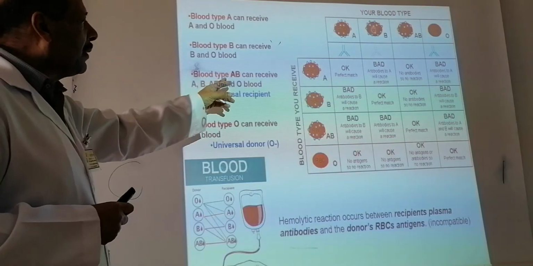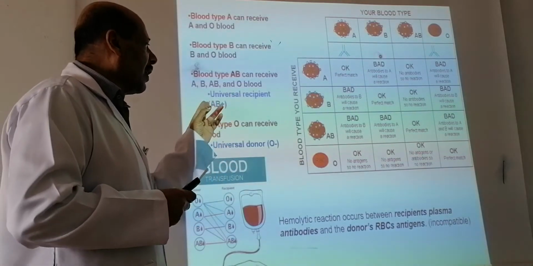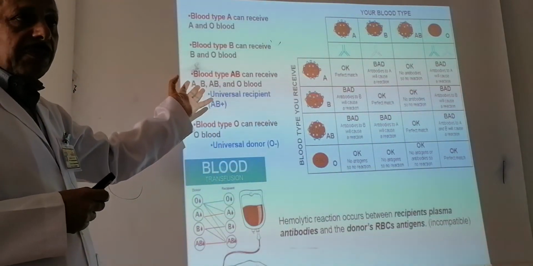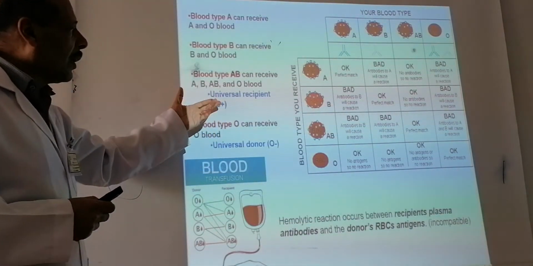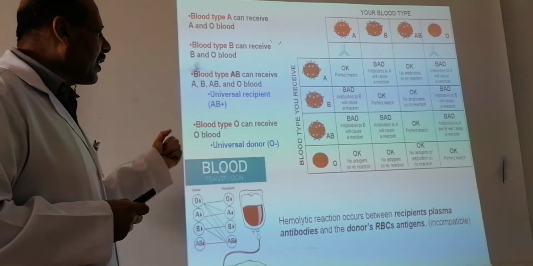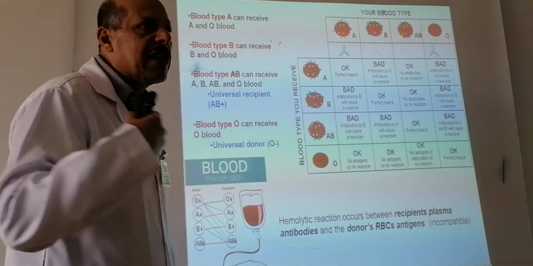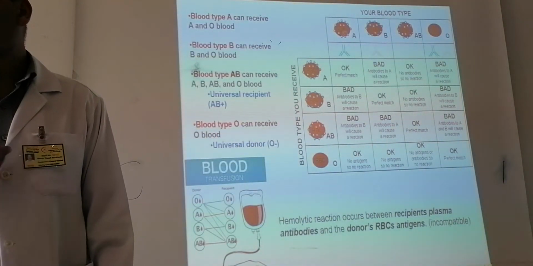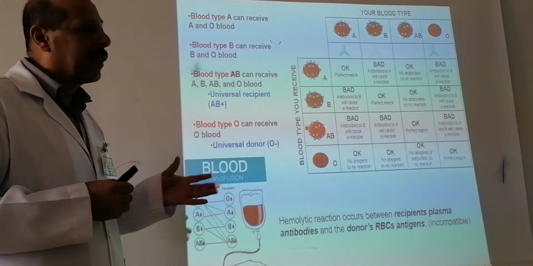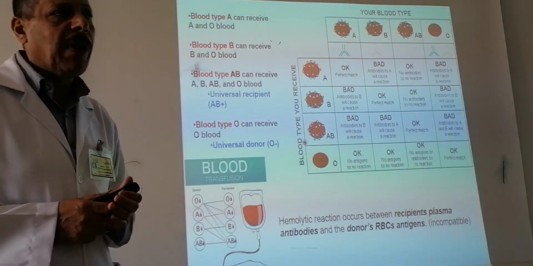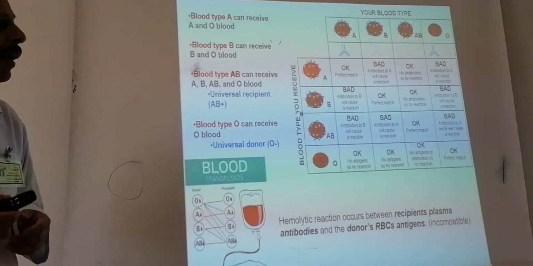So blood AB can receive from all blood groups. If it is positive, it will receive from all categories. So it is what we call the universal recipient. And blood group O negative can be a universal donor. It can donate to all types of blood. So this is regarding the blood groups and how we can donate blood to others.